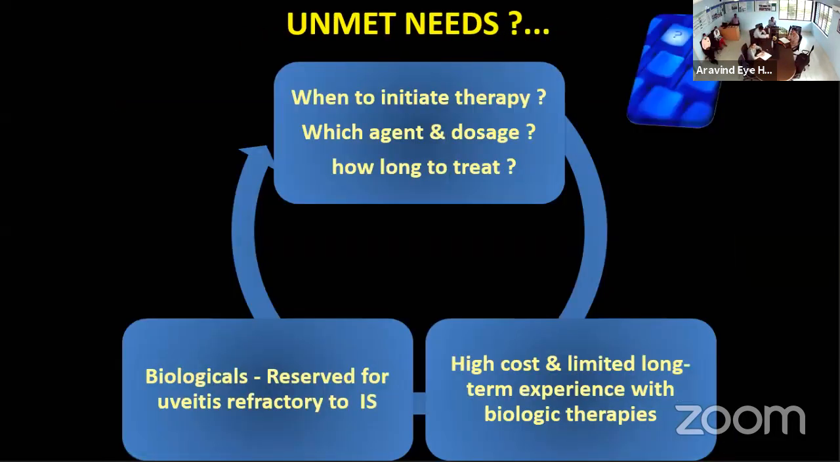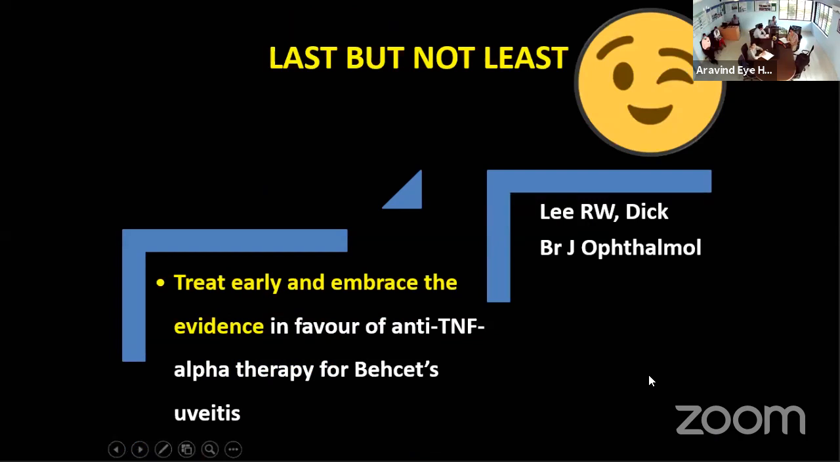So, unmet needs. What do we mean by unmet needs? When to initiate therapy? Which agent and dosage? How long to treat? Nobody knows. So we need to do some randomized controlled trials to answer these queries. Biologicals were reserved for refractory cases in the early era. Now there are many companies trying to address this problem of high cost, and long-term experiences are lacking. Last but not least, we need to start the treatment early and embrace the evidence in favor of anti-TNF alpha therapy for Behcet's uveitis. This is what the editorial from the British Journal of Ophthalmology said, right?